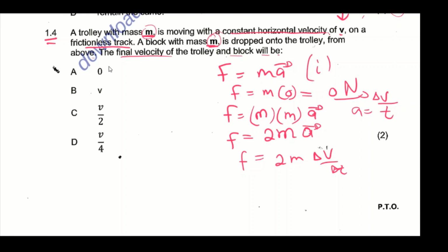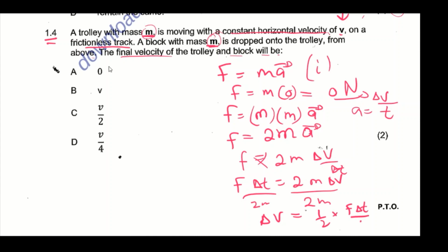And to find the velocity, you simply cross multiply. You have F multiplied by change in t is equal to 2m change in v, right? And then you divide by 2m, divide by 2m. So your change in v is going to be equal to 1 over 2 multiplied by F delta t over m, right? So you can see that our change in velocity, our final velocity, is going to be half, right? Because the initial one was 0, the final velocity will be half. So you can simply take option C as the answer.